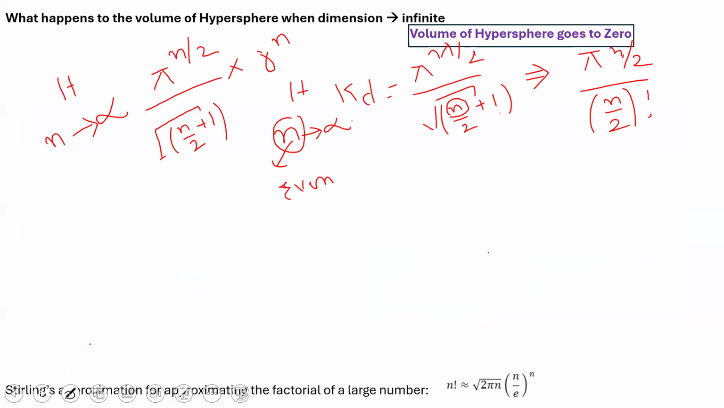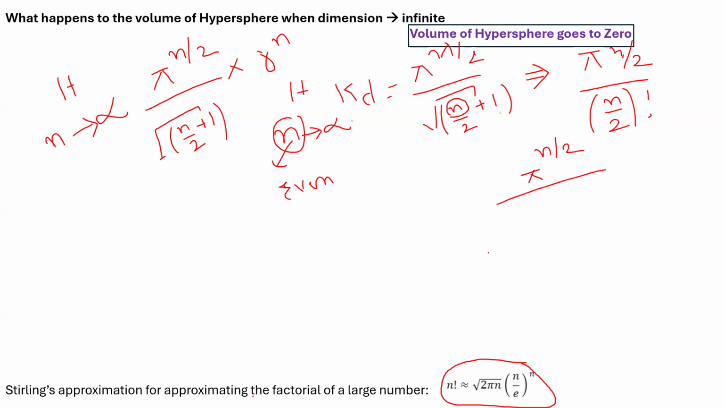Okay. So now what we can do here is, we can approximate this, right? This is the approximation of factorial of a number in higher dimensions. So what I am going to do is pi to the power of n by 2 by, I'll replace the approximation of n factorial in higher dimensions when n is large.